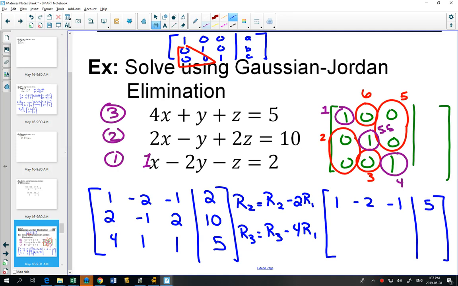Row 2 is row 2 minus 2 row 1s. That gets us a 0 there. -1 minus a -2 is -1 plus 4, and 2 minus a -2, 4, 10 minus 4, 6. Row 3 is row 3 minus 4 row 1s. That gets me a 0 here. 1 minus a 4 times -2 will be 1 plus 8, which will be 9. 1 plus 4, which will be 5. And 5 minus 8, -3.